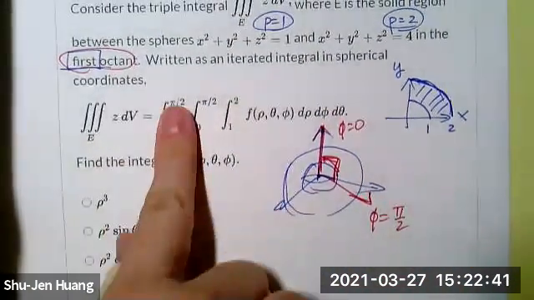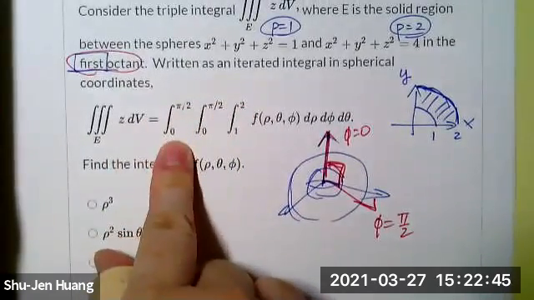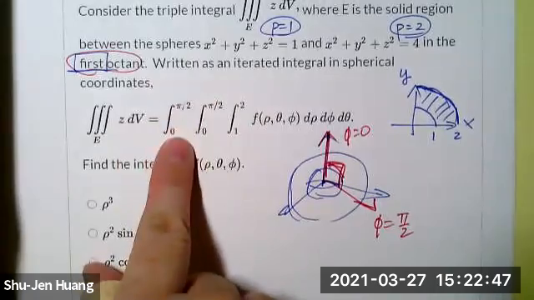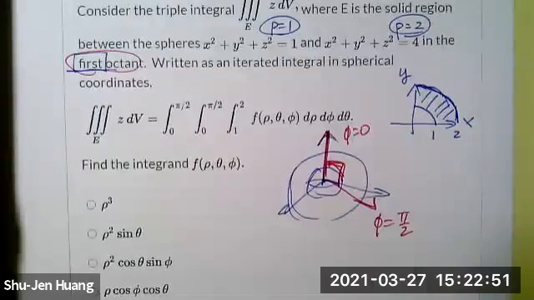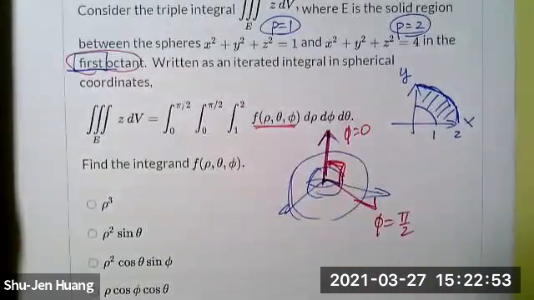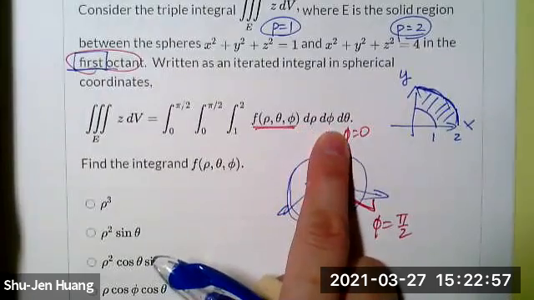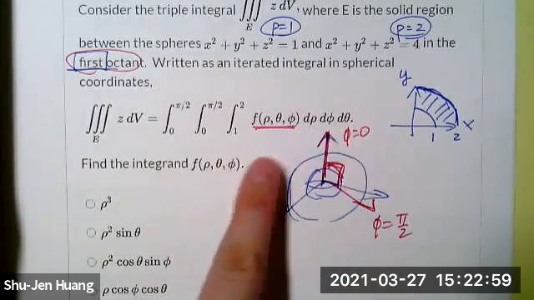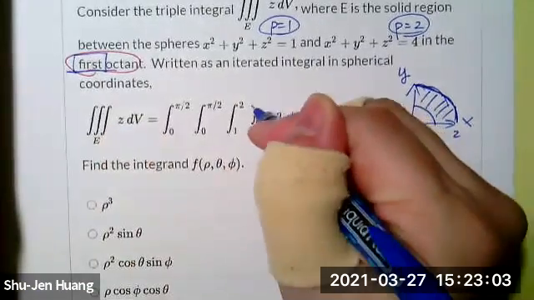But for this question, they already give us the bounds, okay? But you should know how to get the bounds here, okay? And now for this question, it only asks us the integrand. So it's not that bad here. You just need to convert everything in terms of rho, phi, and theta, okay? So Z is rho cosine phi.